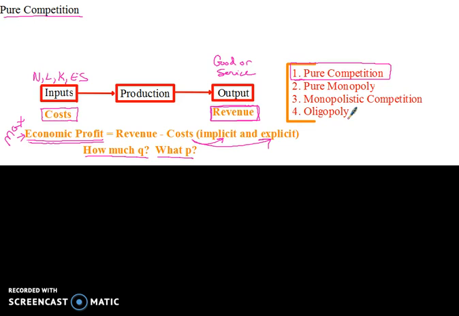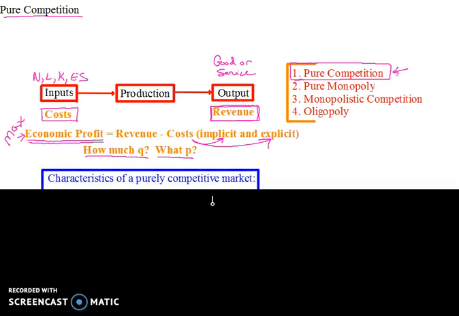So we're not going to worry about 2, 3, and 4 right now. We'll worry about those on some future videos. We're going to worry right now about pure competition, the idea of pure competition. So let's say this. We want to say, what is pure competition?